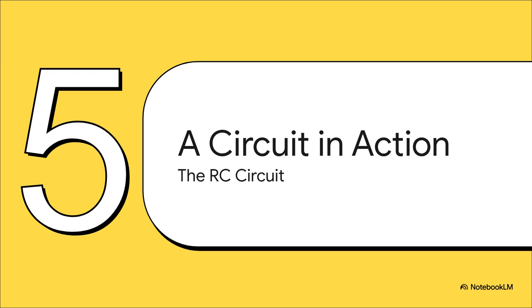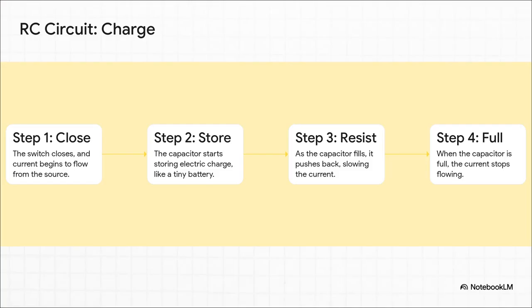All right, let's put all these pieces together. Let's watch a real and very common type of circuit in action. It's called an RC circuit. And as you might guess, it uses a resistor and another cool component called a capacitor. So here's what happens. The moment we flip that switch, bam, current starts rushing out from the power source. But it doesn't just flow through the circuit. Instead, it starts getting stored up inside the capacitor. It's kind of like filling a bucket with water.